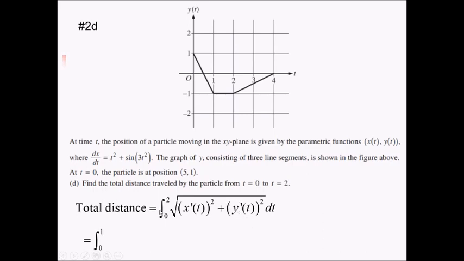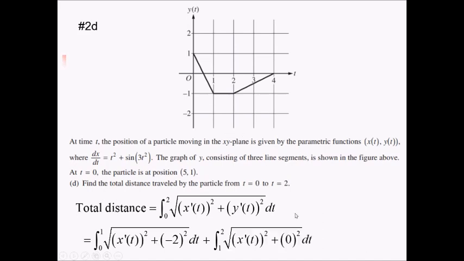So I have the integral from 0 to 1 of, and I'm going to have square root of, x prime of t squared plus slope of y, that's going to be -2 that I'm squaring inside there. And now I have to add an integral from 1 to 2 of square root of x prime of t squared plus, this is now going to be 0 squared for that slope. Let me run all those numbers on the calculator now.